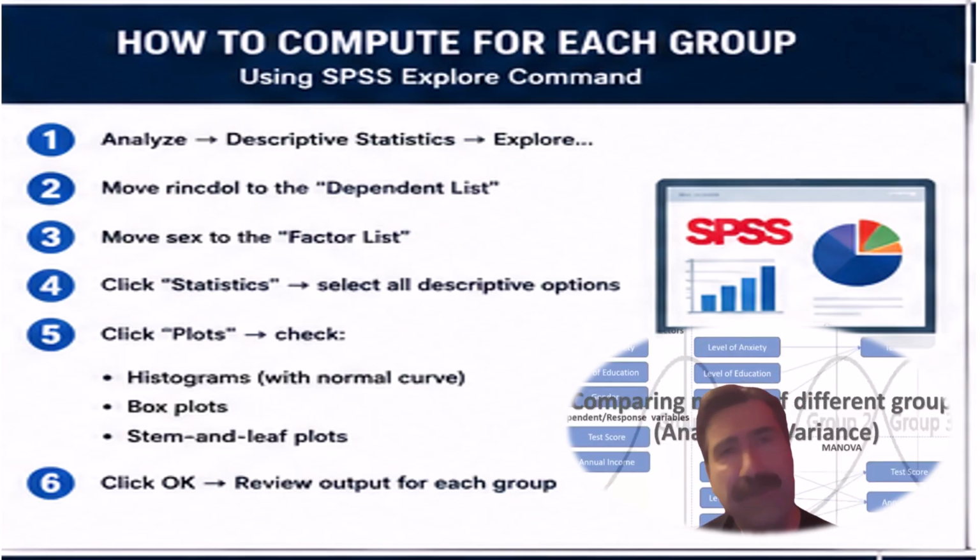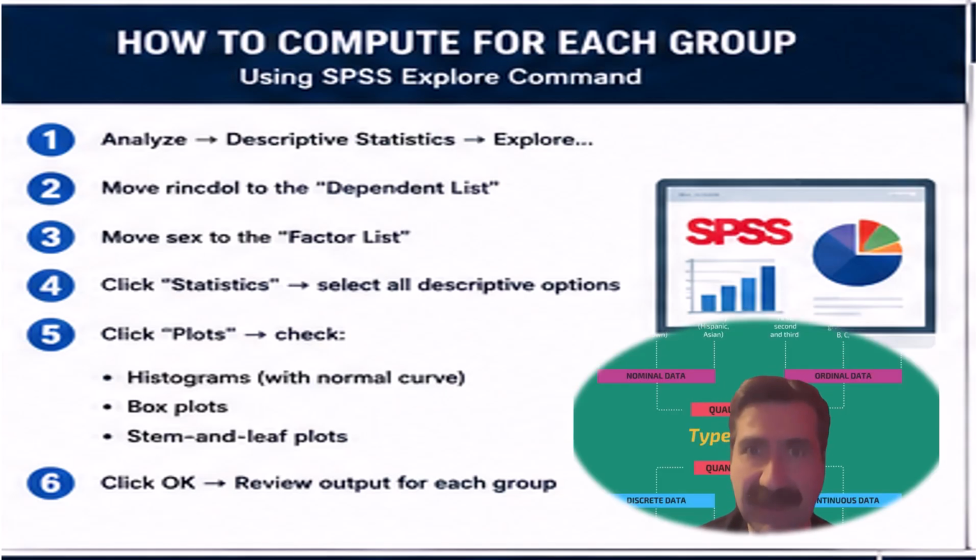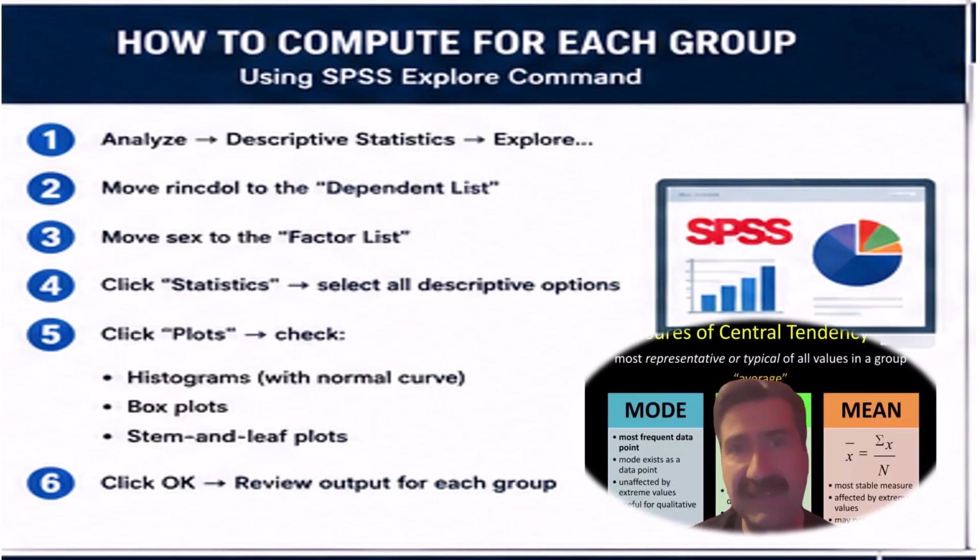Let's see how to compute the statistics using Explore. The Explore command simplifies the process considerably. Researchers begin by selecting Analyze. Next, they choose Descriptive Statistics and then Explore. The income variable is placed in the dependent list. Gender is placed in the factor list.